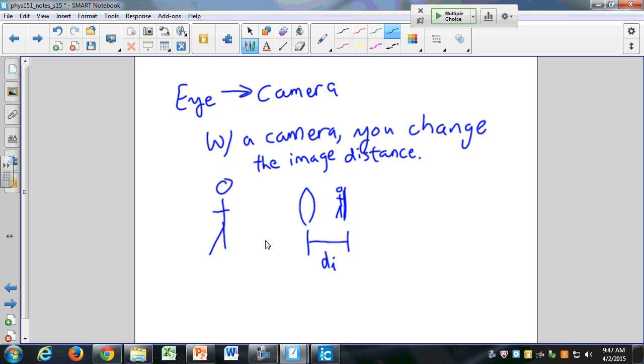So if you look at something that's further away or closer by, you're going to actually change the image distance with the camera. But with the human eye, what changes? Because you can't change the image distance of the human eye. That's set by the diameter of that sphere, the diameter of your eyeball. So what then do you change with the human eye? The focal point, or the focal length of the eye changes. So with the eye, the focal length changes.